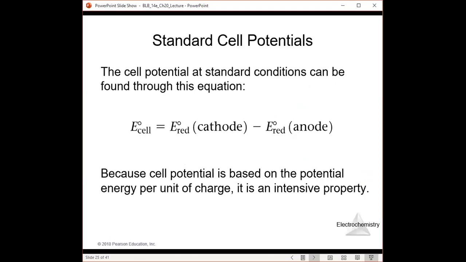Now, one thing about cell potential, we've been talking about intensive and extensive properties. Cell potential is based on potential energy per unit charge. It is an intensive property. So this is what you're looking at: E cell equals E red of the cathode minus E red of the anode. So this is just standard cell potentials.